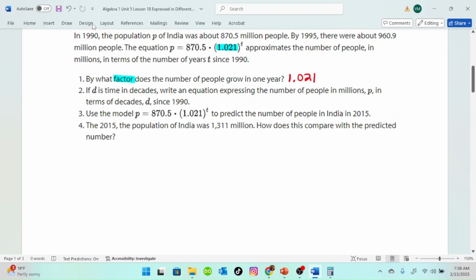Number 2, if d is time in decades, write an equation expressing the number of people in millions, p, in terms of decades, d, since 1990.